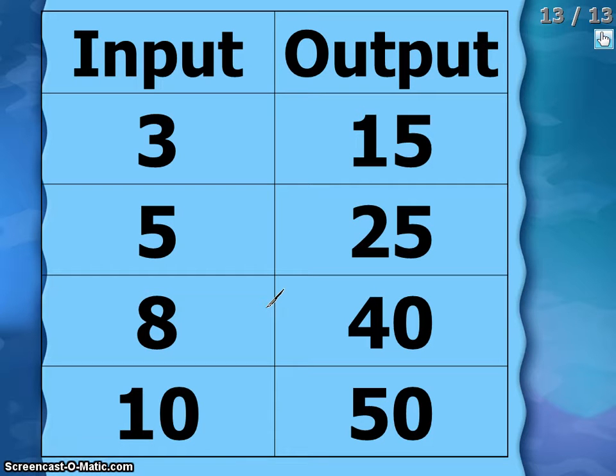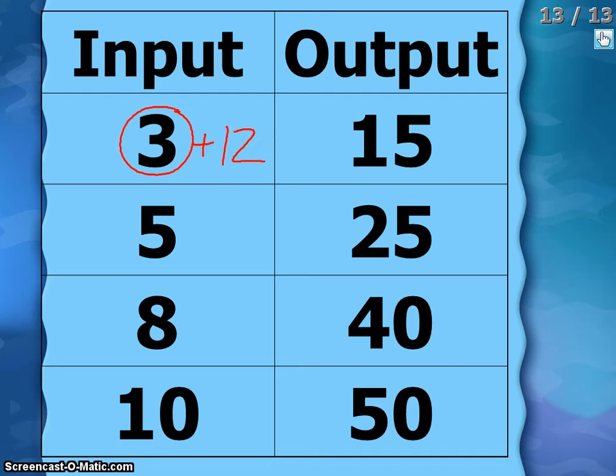Now, what I do is I take a look at my 3, and I need to figure out what is happening to that 3 in order to make it 15. There can be one of two things, multiplication or addition. So I want to think about addition. So let's say 3 plus what gives me 15. I know 3 plus 12 gives me 15.